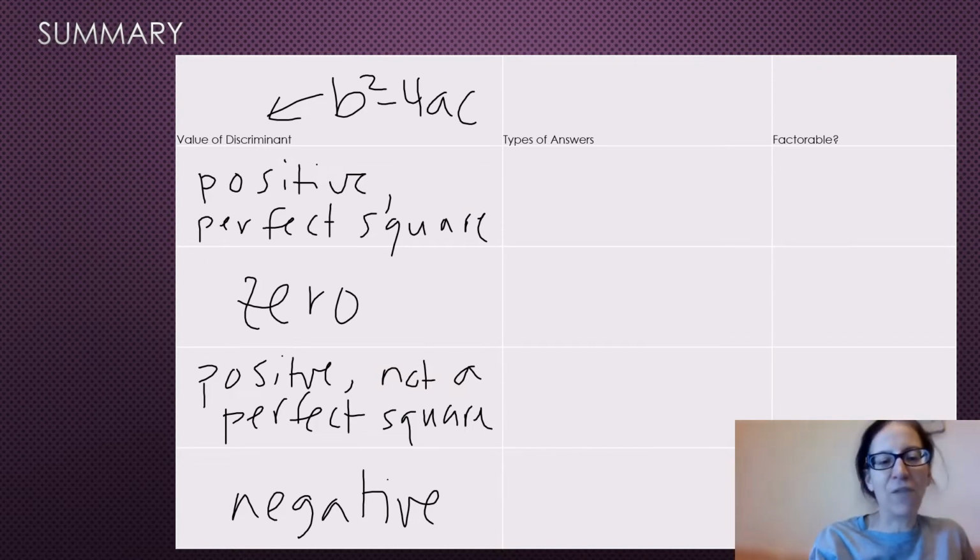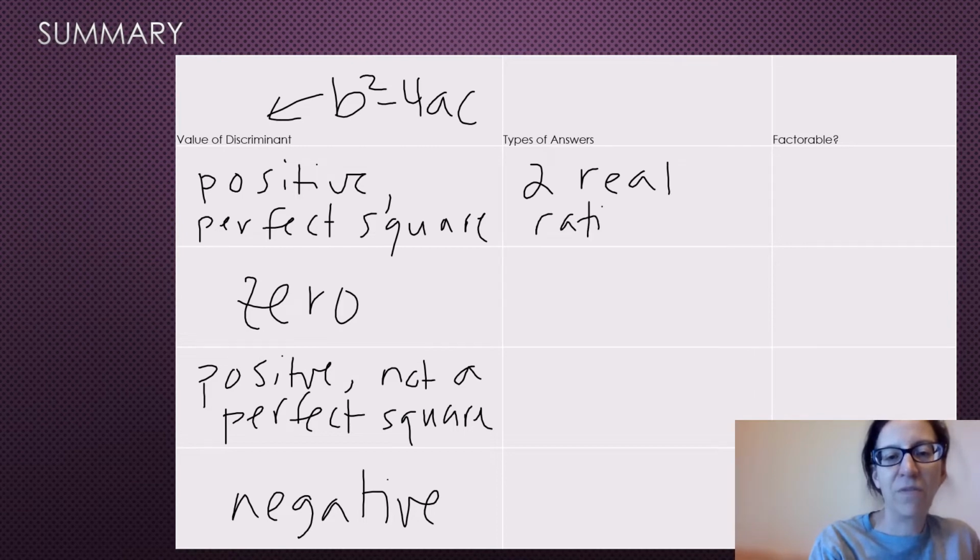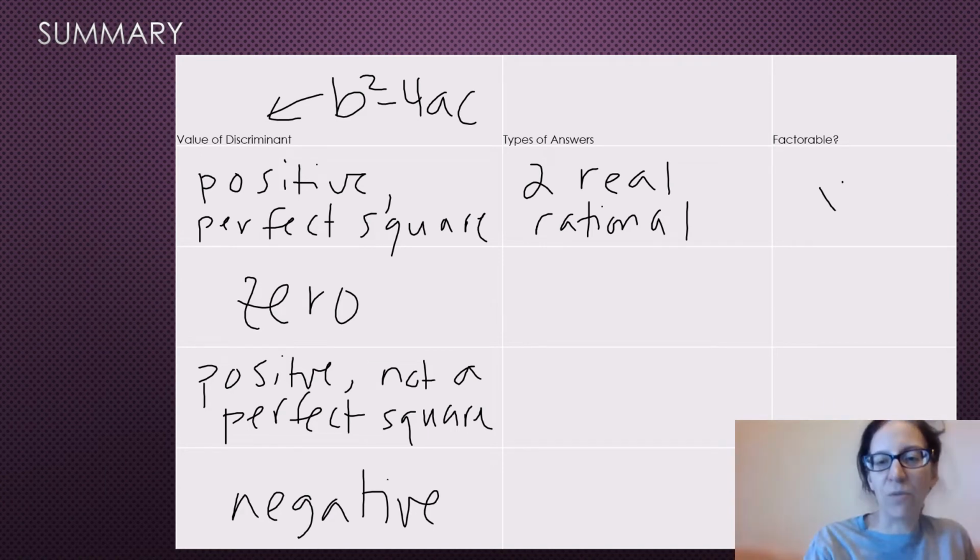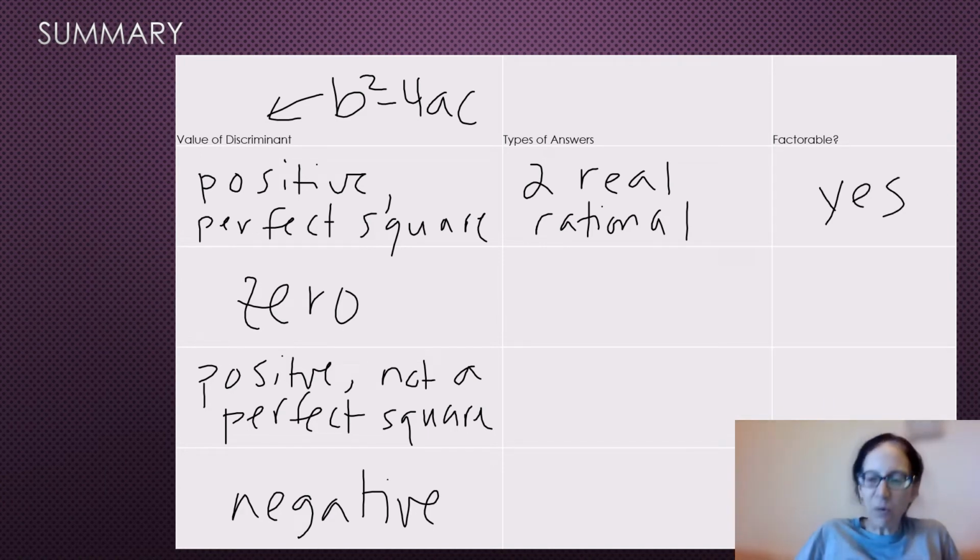In the first case, if you end up with a positive number that is a perfect square, you will get two real rational answers. Okay? And it will be factorable. So sometimes people will just evaluate the discriminant to determine whether or not it's factorable, so they won't even finish the whole problem. They'll just do that one little piece of it. Once they know that it is factorable, then the preferred strategy is to go and factor it. But not everything can you tell just by looking at it whether it's factorable.